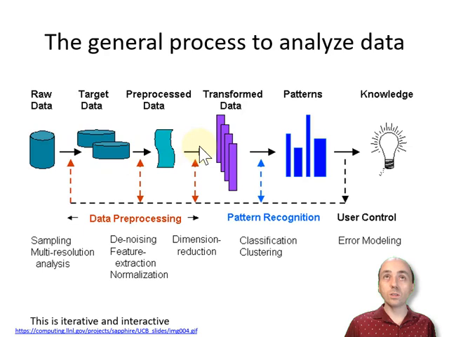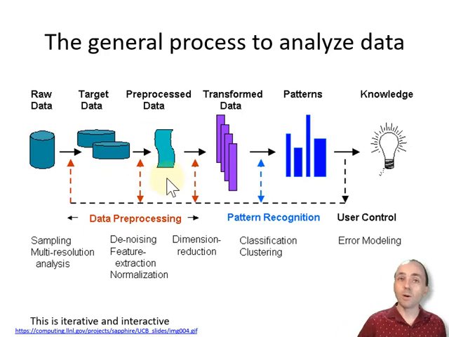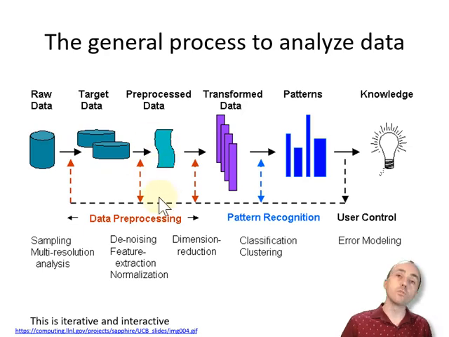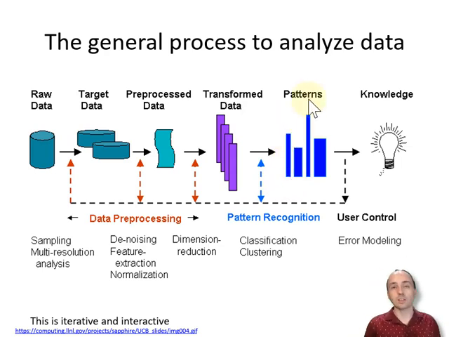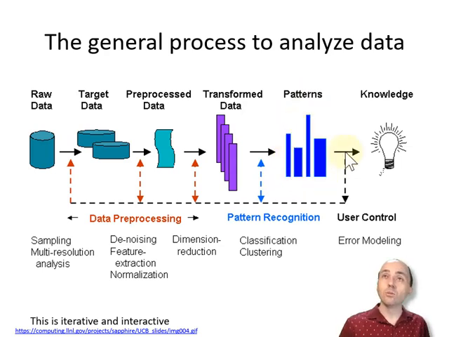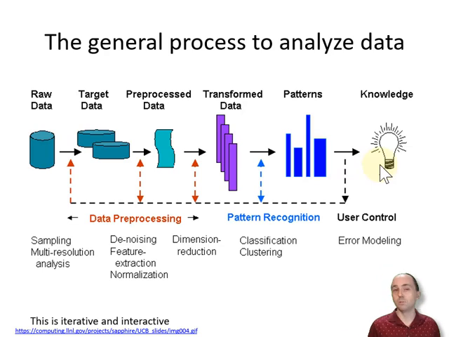Maybe also we need to do some pre-processing to change the format of the data, or to remove some noise and other things, or to do some transformation. And then we search in the data to find some patterns or something interesting in the data. Then it will give us some information we can maybe use to improve our design or improve our product and so on.